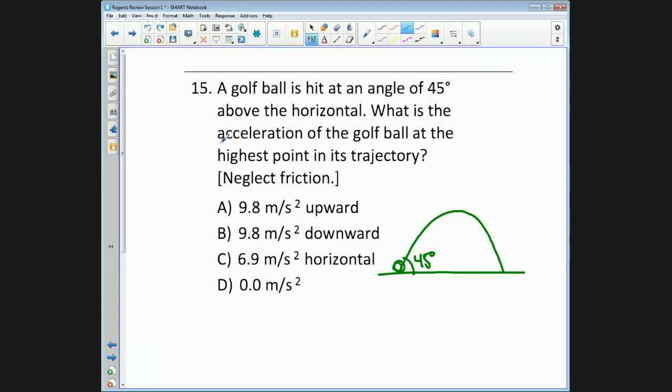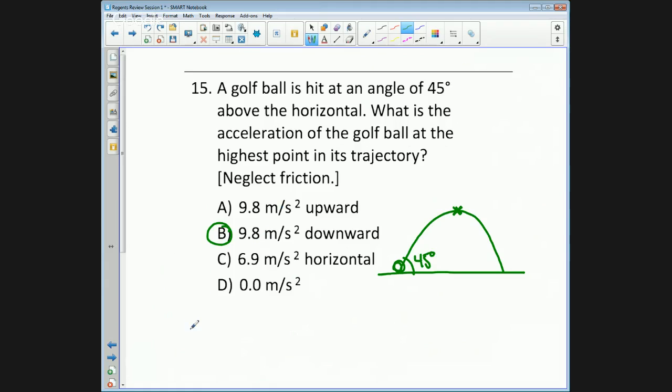The question is asking for what is the acceleration of the golf ball at the highest point in this trajectory. Here's the highest point. Okay, the acceleration at every point in this path is 9.81 meters per second squared downward. It's always 9.81 downward. This is the acceleration.